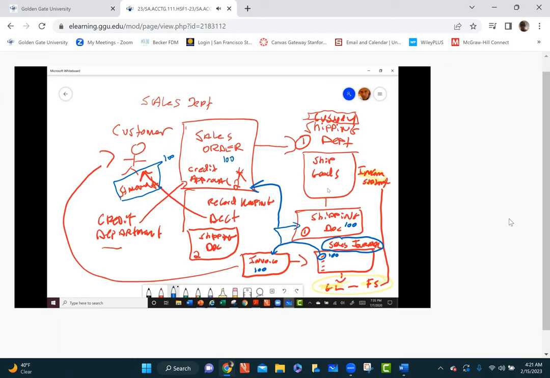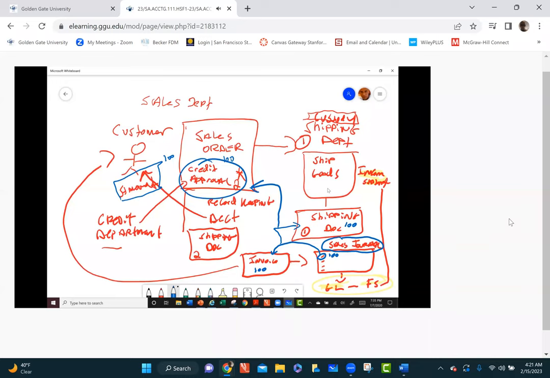Now the other dual purpose test I might do, although it wouldn't necessarily help me with the existence assertion, would be to do a credit approval check. So I would look to see if there's credit approval on there to help me with the valuation assertion, okay? So we're sort of looking at the assertion and we're selecting audit procedures, right?